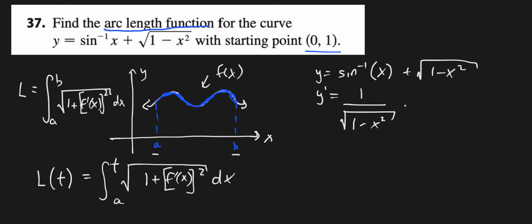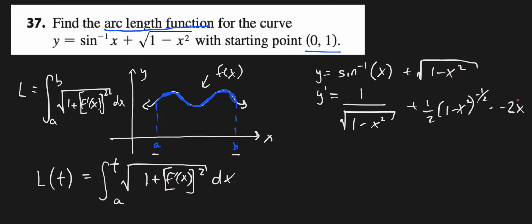You need to know this. If you forgot this, go review the derivatives, the inverse trigonometric derivatives. This is going to be plus 1/2 times 1 minus x squared raised to negative 1/2 times the derivative of the inside, which is just negative 2x.